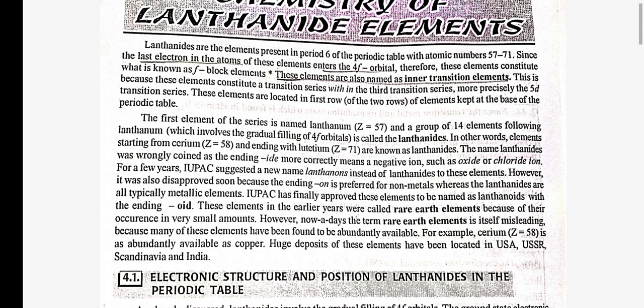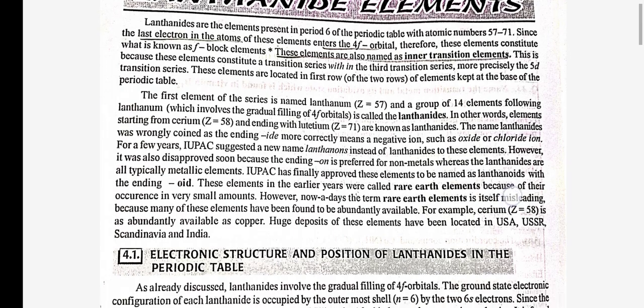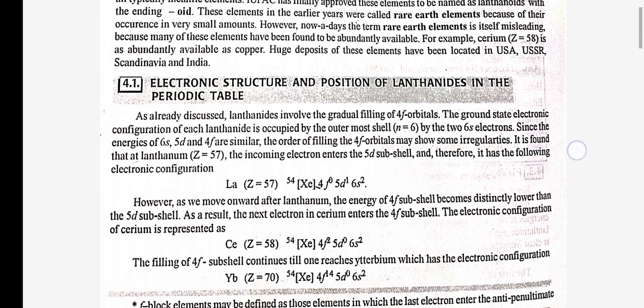These elements in the earlier years were called rare earth elements because of their occurrence in very small amounts. However, nowadays the term rare earth elements is itself misleading because many of these elements have been found to be abundantly available. For example, cerium is as abundantly available as copper. Deposits of these elements have been located in USA, USSR, Scandinavia, and India.